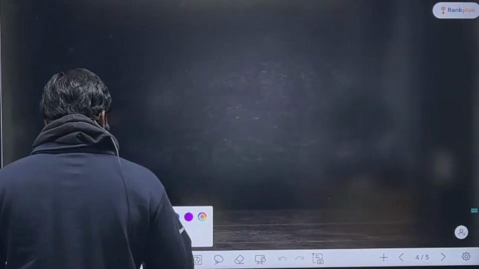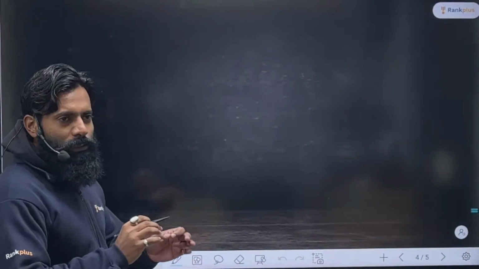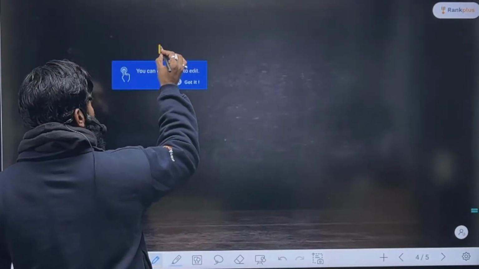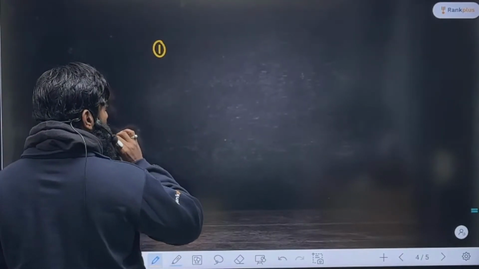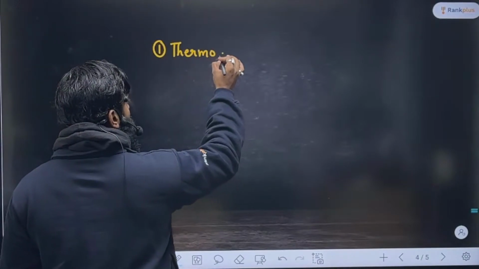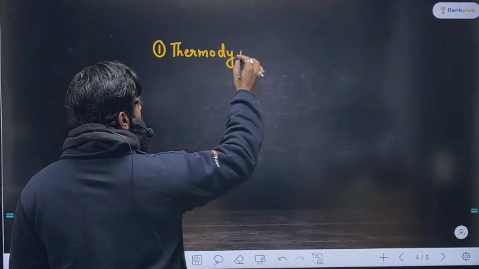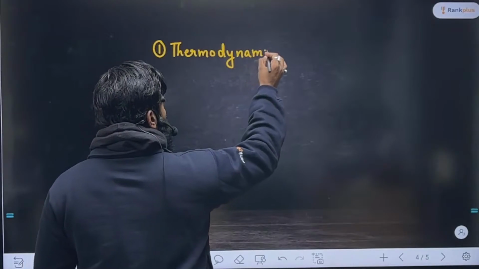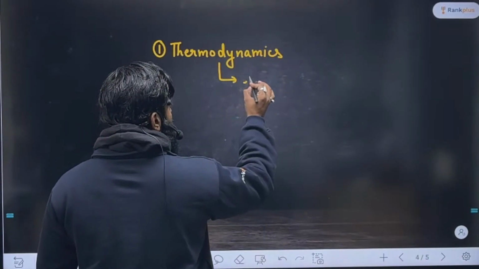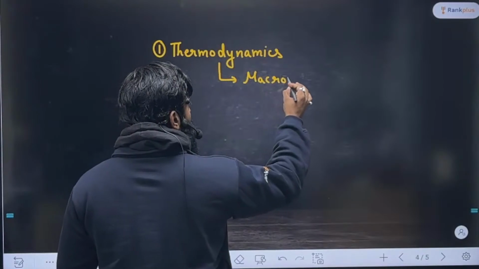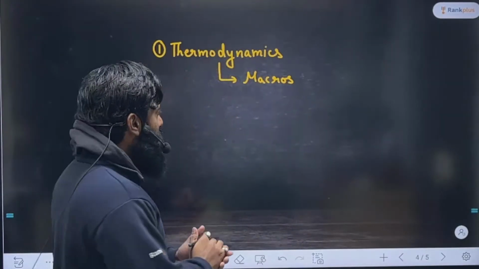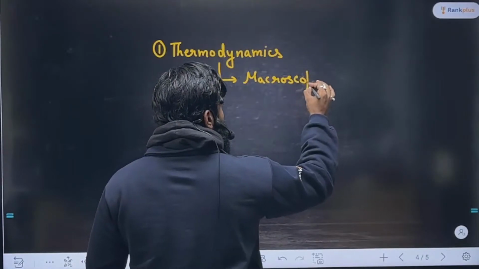So first of all, let's start with the very basic concept. I'm not going to waste a single minute here. The first thing you need to understand is that thermodynamics is basically focusing on a macroscopic level only. Thermodynamics is a macroscopic science. Here we do not deal with atomic level things.